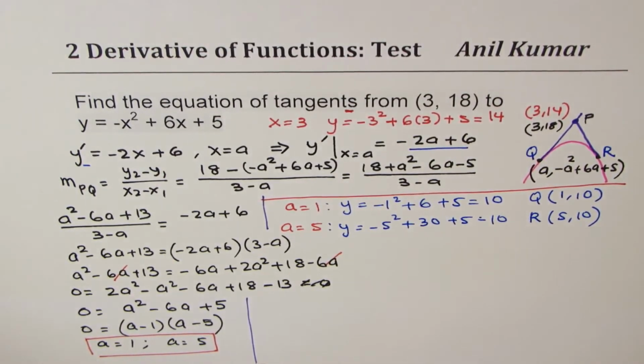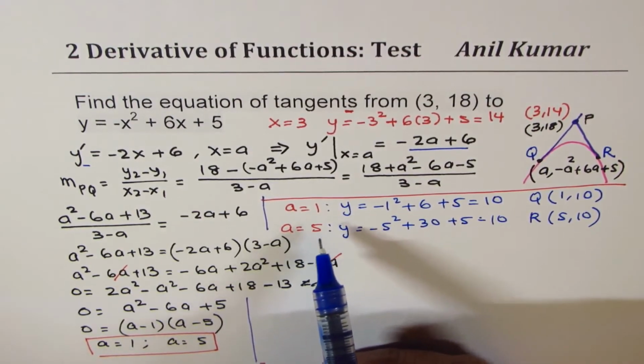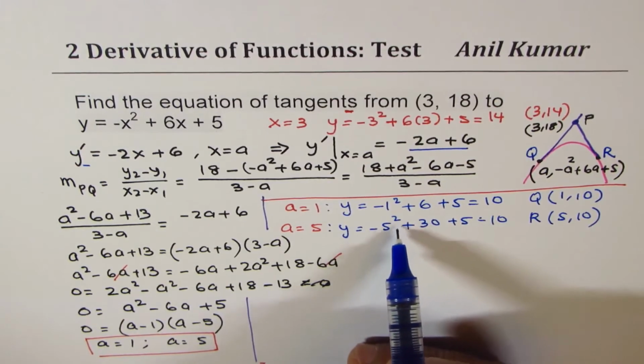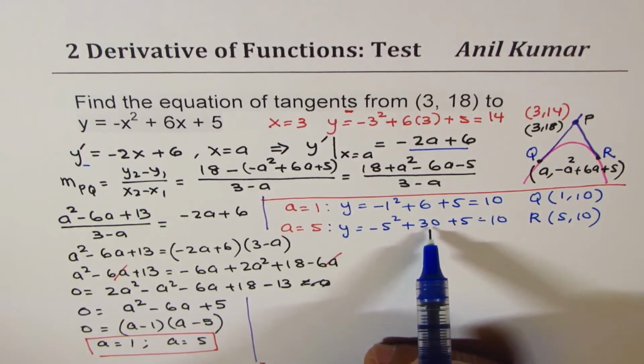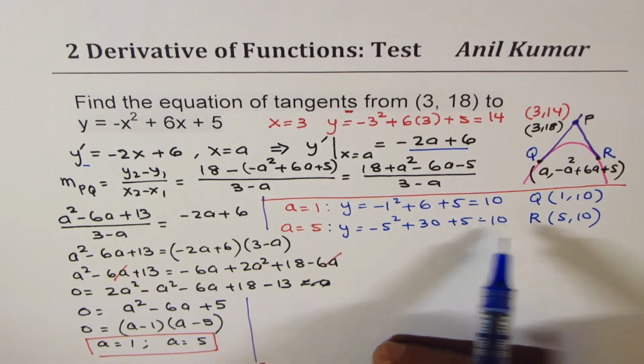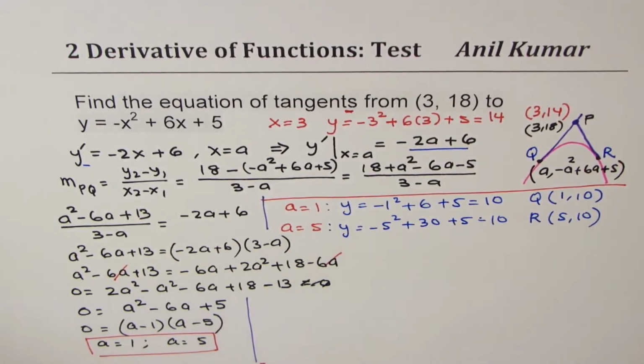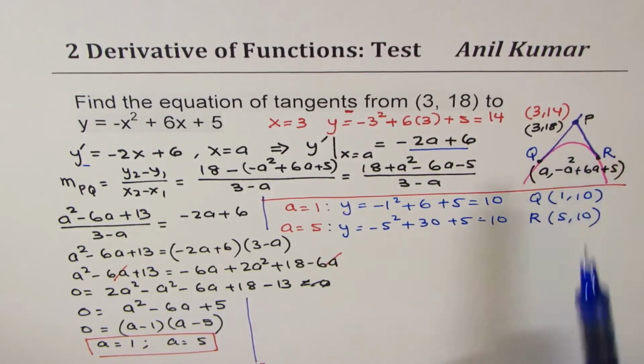Correct? So we get 2 points at 5 also. Let's calculate. 5 times 5 is 25, 5 square, and 30 plus 5 is 35. So indeed that is also plus 10. So we get these 2 points, right? So these 2 points will result into 2 tangents.